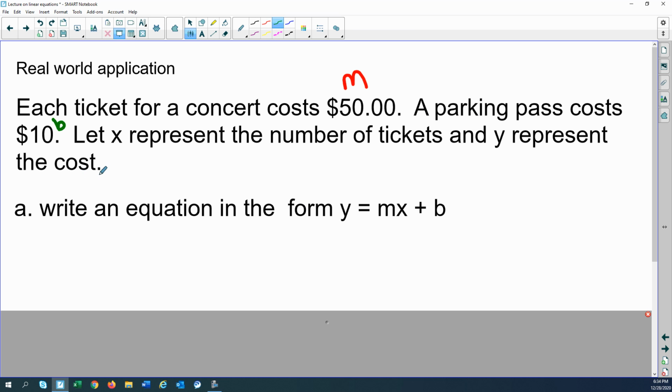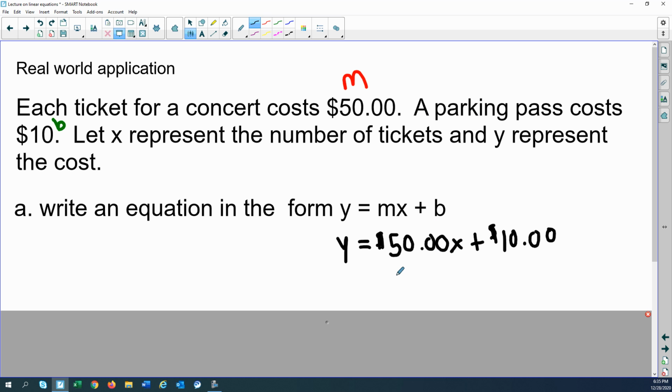Okay? So if we want to write a linear equation to represent this situation, we have y, which is going to be our cost, the total cost, equals our slope, which is the cost per ticket, so $50, times x, plus the cost to park the car, which is $10. Okay, so this is a linear equation that represents our situation here.